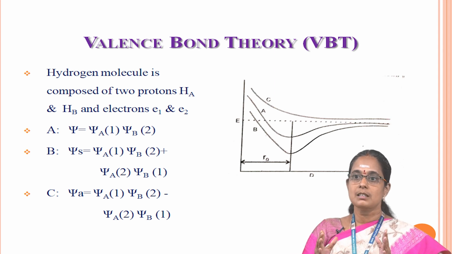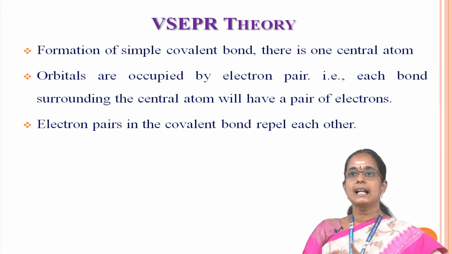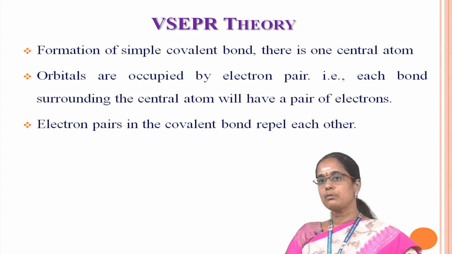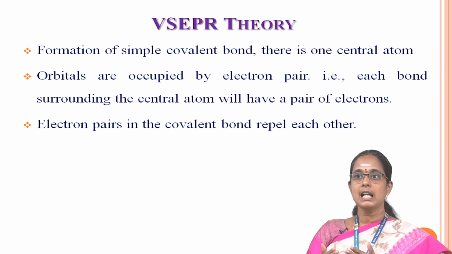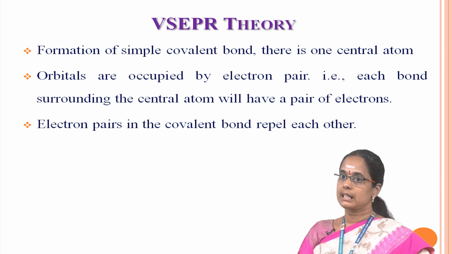That bonding is possible in this state. The next important theory for the covalent bond is VSEPR theory, that is, valence shell electron pair repulsion theory.